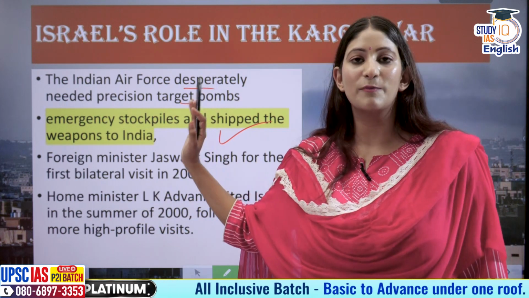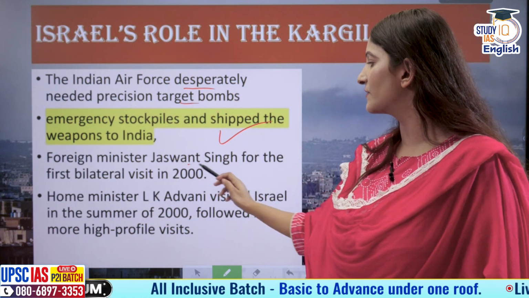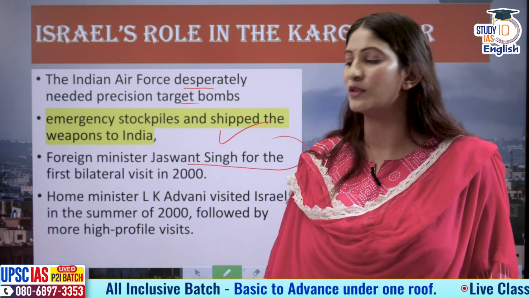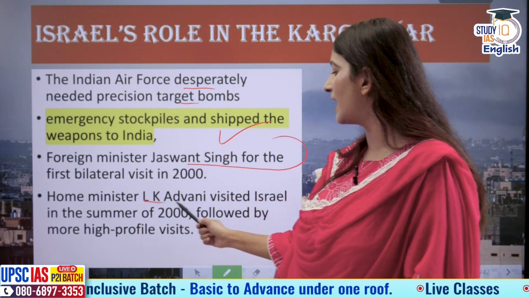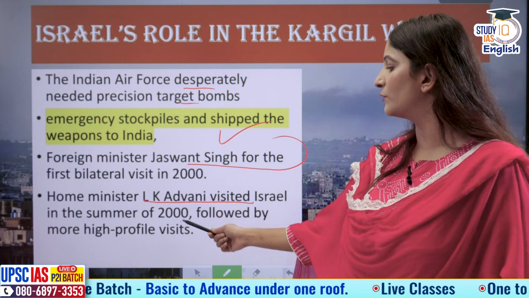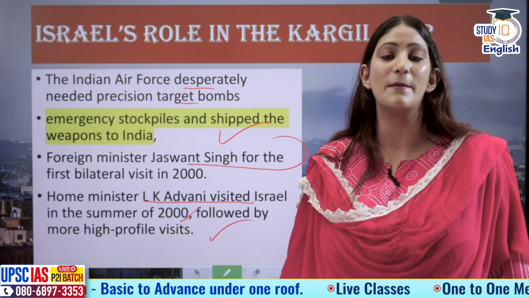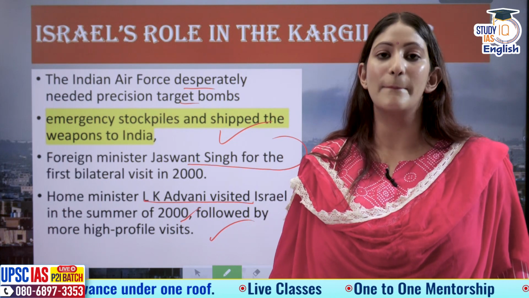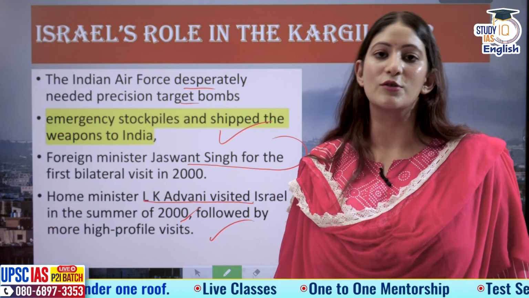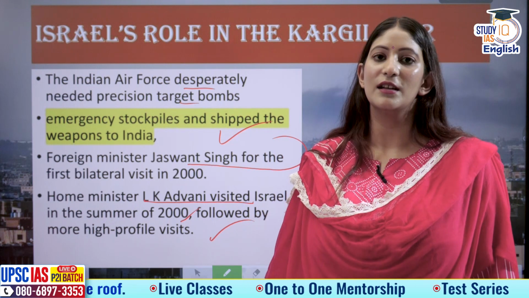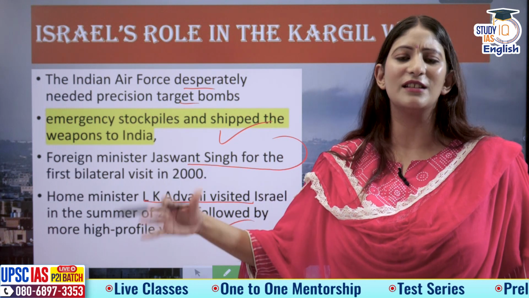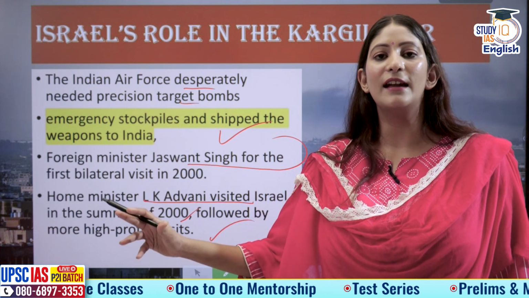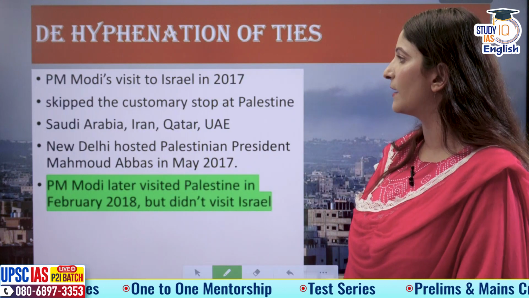After this, the Vajpayee government sent Foreign Minister Jaswant Singh for the first bilateral visit in 2000, and Home Minister L.K. Advani visited Israel in the summer of 2000, which was followed by more high-profile visits. So this is why India started supporting Israel, but also Palestine. Both these regions, Palestine and of course Israel, were supported by India.